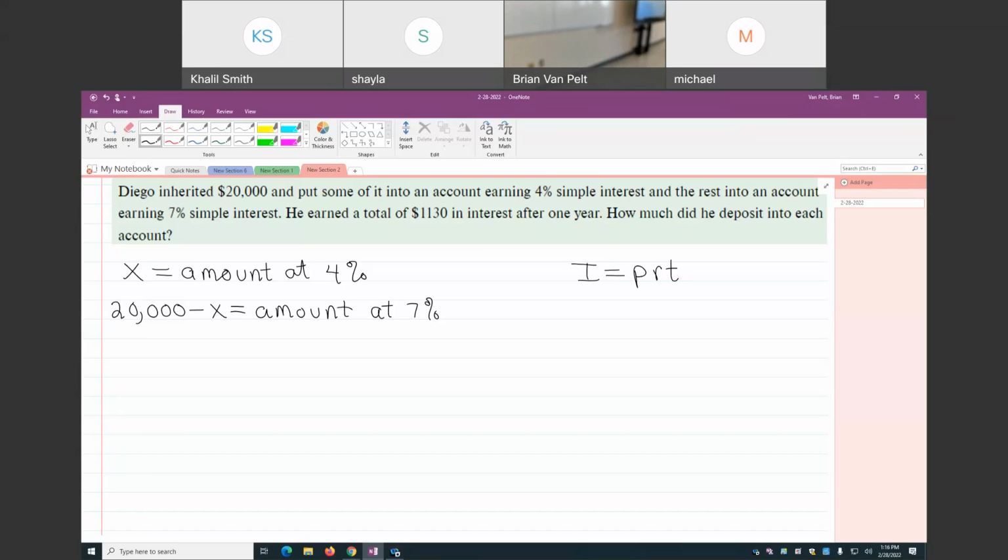But in this problem, time is 1 year. So all of these, that T is going to be 1. We're just I equals PR in this problem. So the amount of interest, the principal times the rate, is how much interest is earned.